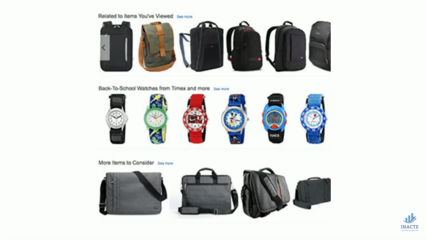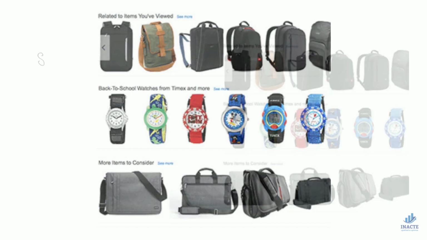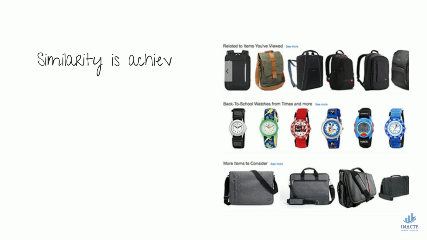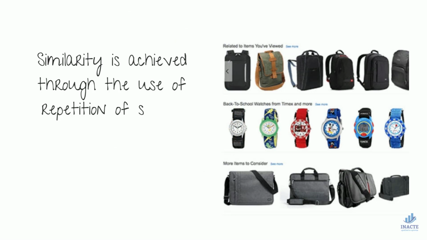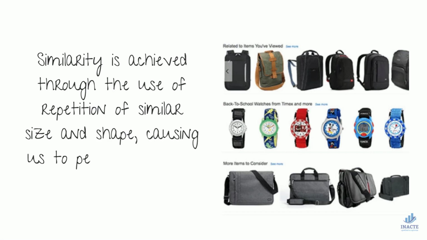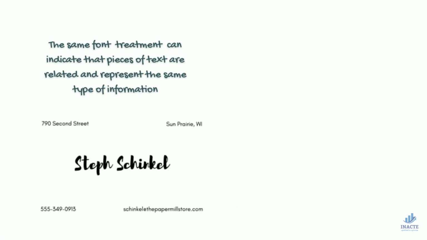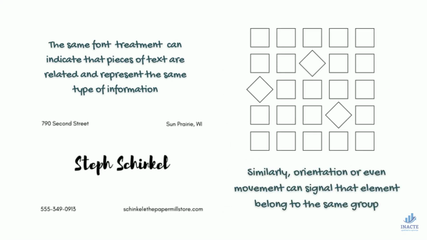In contrast, the lack of size differences in the example from Amazon doesn't assign any particular importance to any one section. Despite this, similarity is still achieved through the use of repetition of similar size and shape, causing us to perceive rows of items. There are many more visual traits that can be leveraged to communicate that certain elements are related. The same font treatment, such as bold, italic and so on, can indicate that pieces of text are related and represent the same type of information.